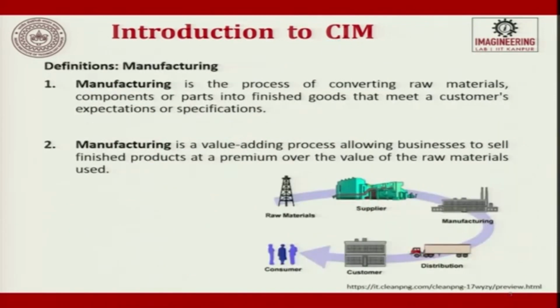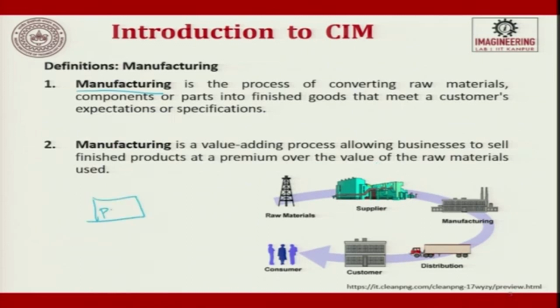C. Manufacturing. So, manufacturing definition, there are two ways. One is manufacturing is the process of converting a raw material, component or a part into a finished good that meets a customer expectation or specification. That is manufacturing. This is the hardcore manufacturing definition, which happens in a shop floor. Suppose let us assume that you are trying to do a service sector work. Then the definition goes like this: manufacturing is a value adding process allowing businesses to sell finished products at a premium over the value of the raw materials used.